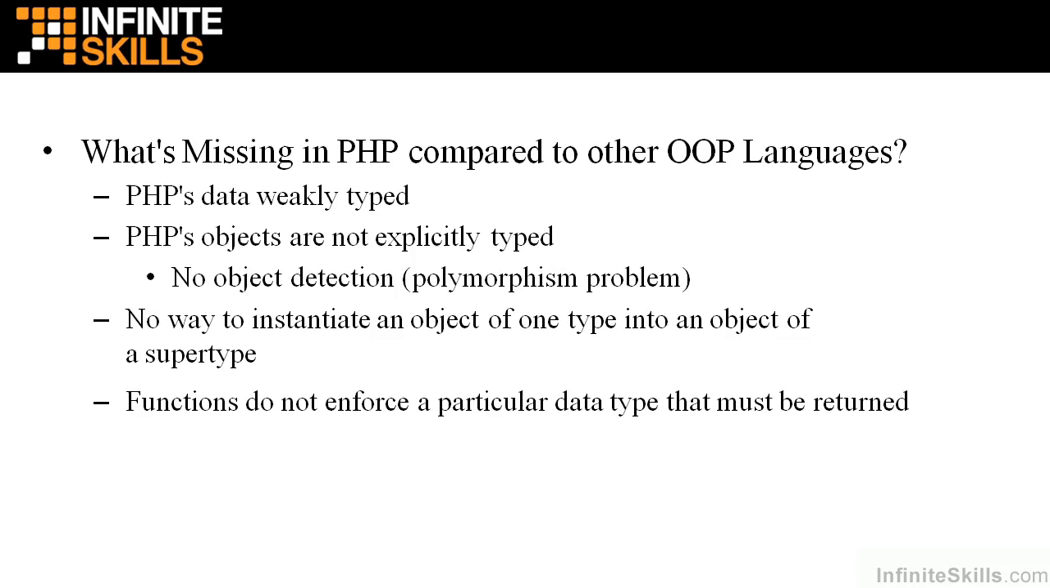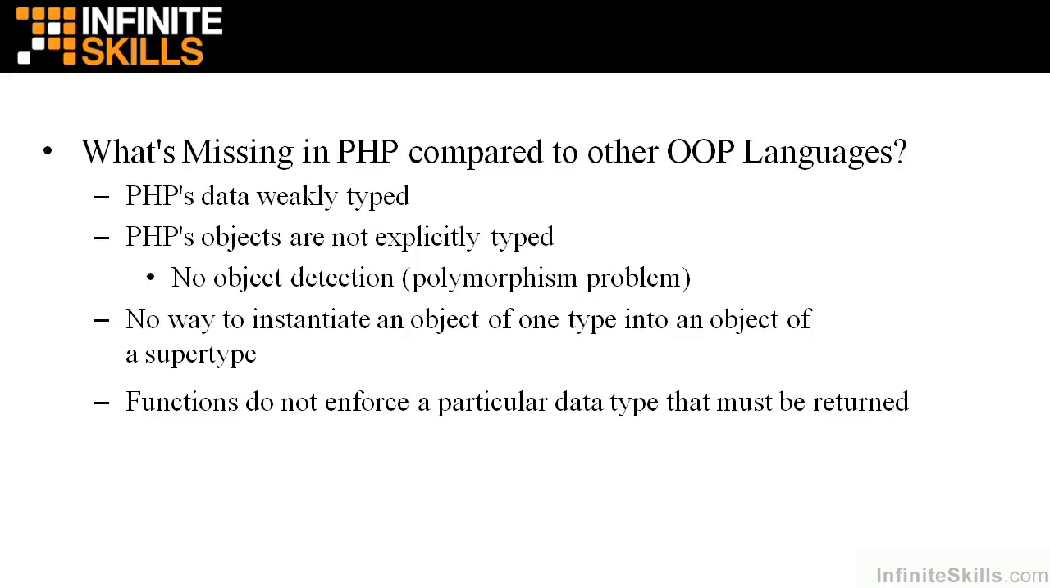What's missing in PHP compared to other object-oriented languages? PHP's data is weakly typed, which means we don't give a specific type when we declare a variable. We don't say this has to be an integer or this has to be a string or a date. PHP does its best to figure these things out from the data that's contained in the variable.